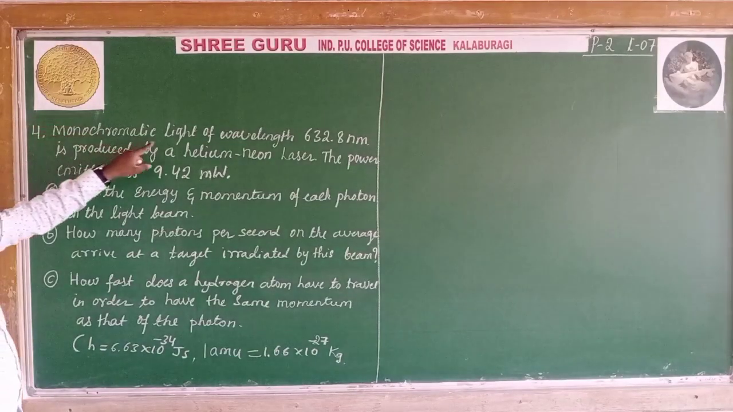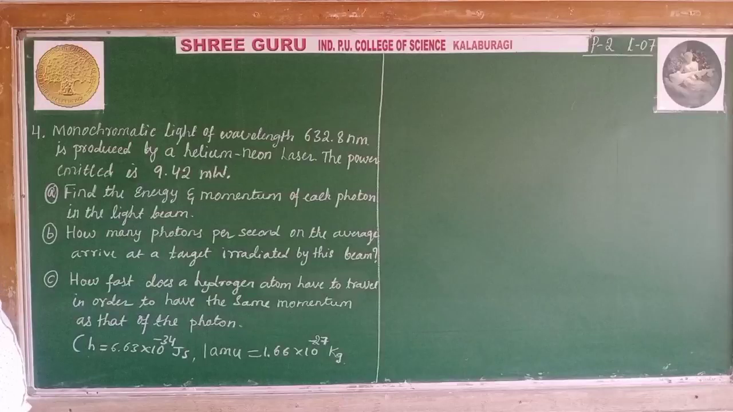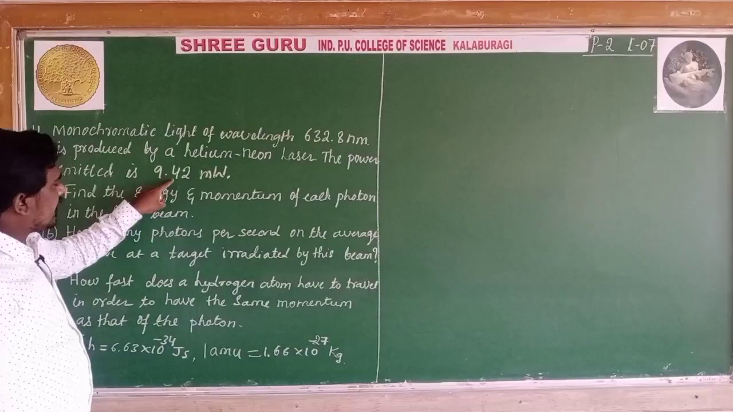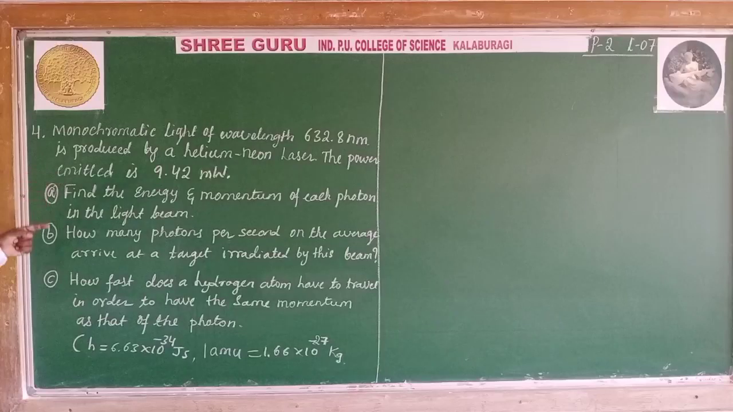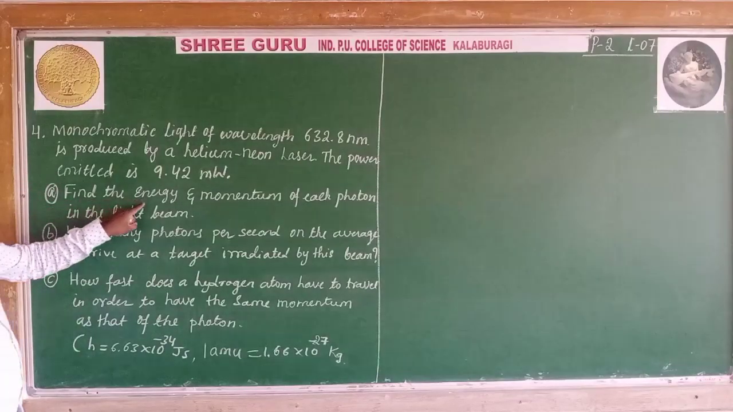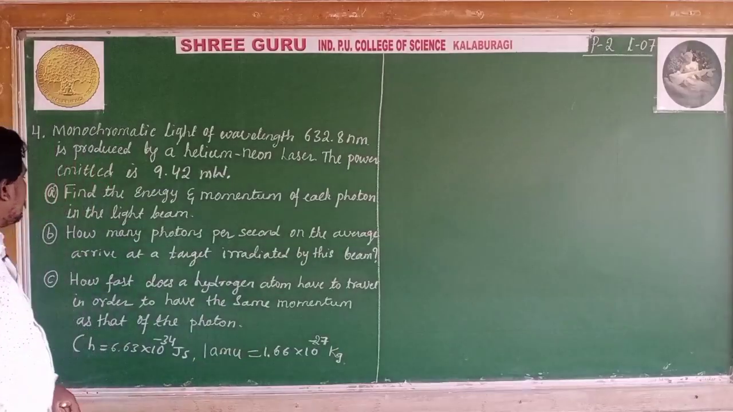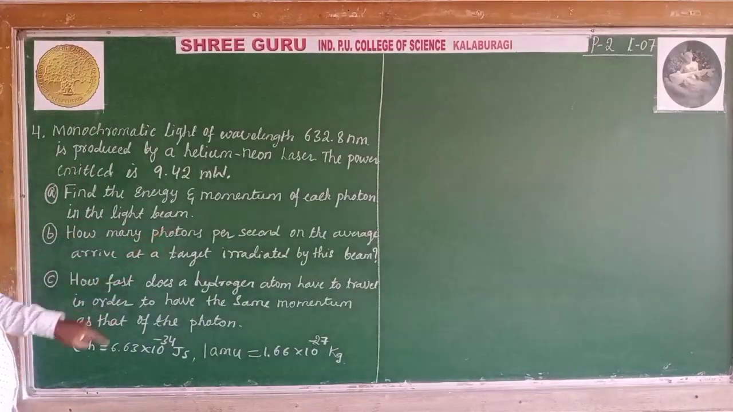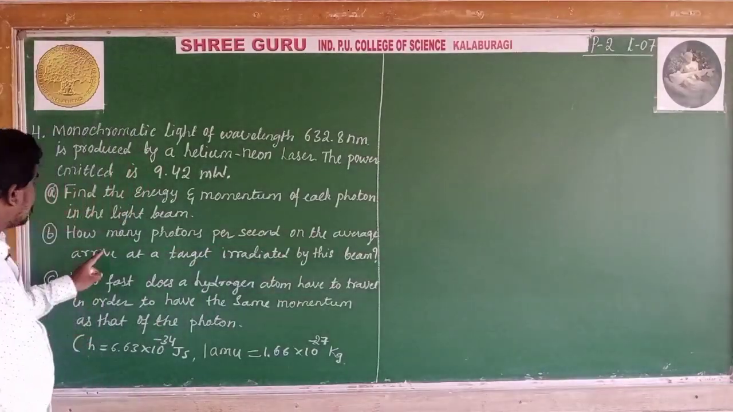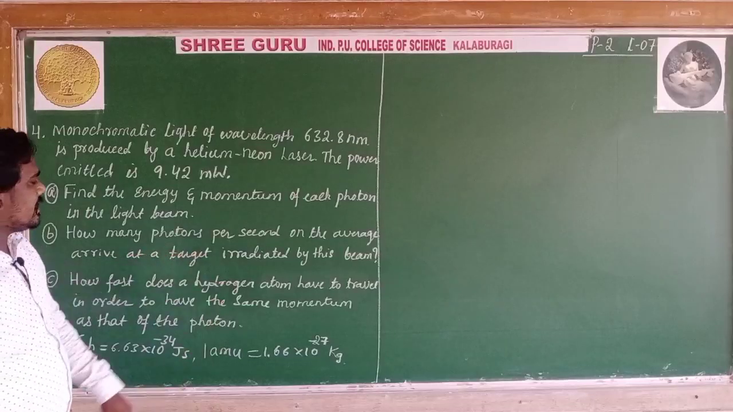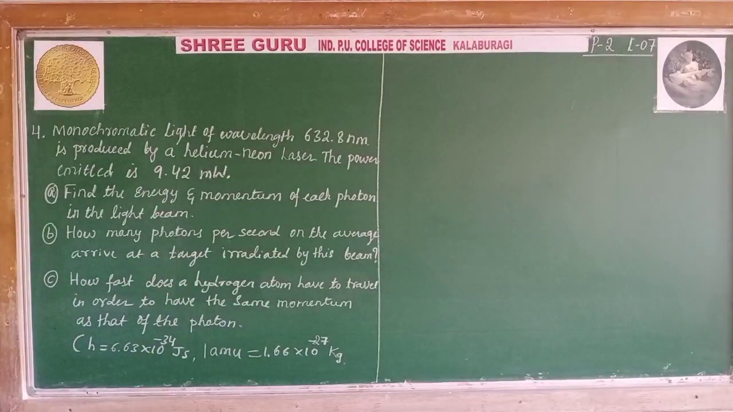The monochromatic light of wavelength 632.8 nanometer is produced by a helium neon laser. The power emitted is 9.42 milliwatt. We should find these three. First, find the energy and momentum of each photon in the light beam. Second, how many photons per second on the average arrive at a target irradiated by this beam.